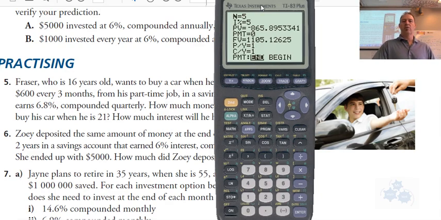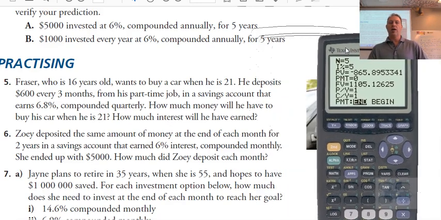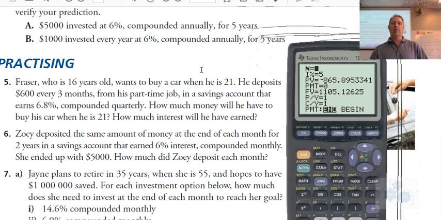All right, so let's get some more practice using the calculator to solve this. Fraser, who's 16 years old, wants to buy a car when he's 21. So we're talking about 5 years here, right? He deposits $600 every 3 months from his part-time job, and he earns 6.8% compounded quarterly. So we can start filling in things here. What is N then? It's 5 years. He deposits every 3 months. So is N 5 years? Is N 5 times 3? 3 months would be what per year? That would be quarterly, right? So what do you think? We should put 20 in for N?